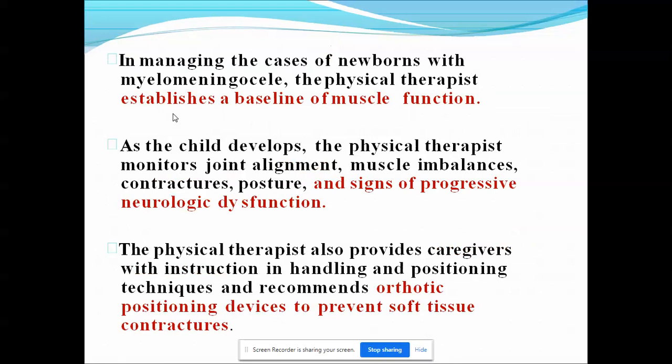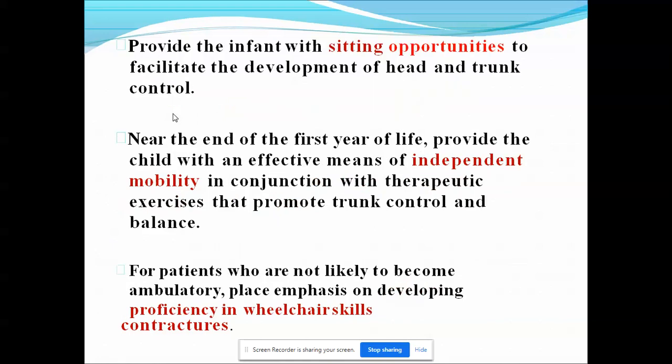So establish the baseline of the muscle function. As the child develops, the physical therapist monitors the joint alignment, muscle imbalance, contracture, posture, and signs of progressive neurological dysfunction. Orthotic positioning devices to prevent soft tissue contracture. Suppose he is developing elbow flexion contracture or hip flexion contracture, then we can give some orthosis which will support the joint, prevent the contracture formation, and keep the joint in an optimal position. So if the patient does not have sitting balance, then we have to improve the sitting.